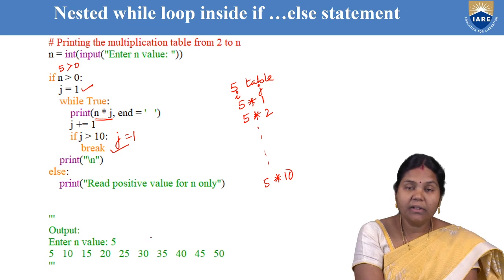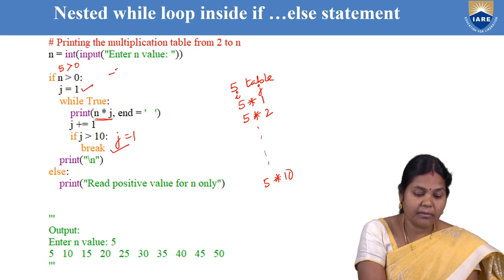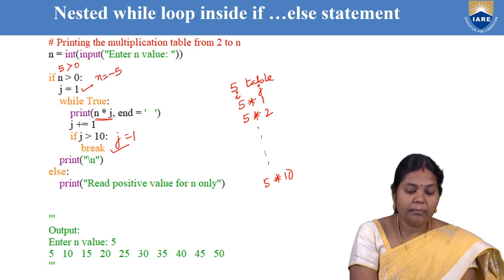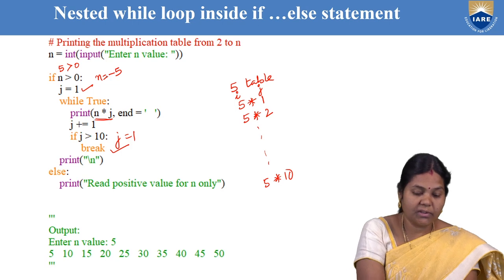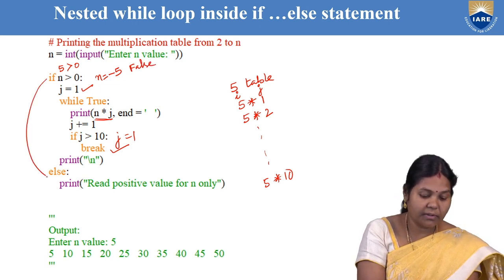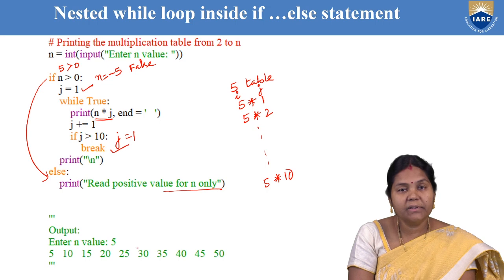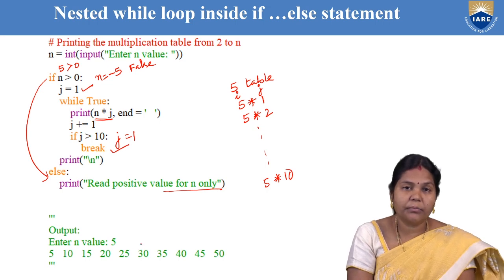So if you take a negative value, suppose I am taking -5 for n, then is -5 greater than 0? No, it is false. So directly it will jump to the else part. It will come to the else part and display this message: read positive values for n only. That means for negative values we cannot compute the table. So just a message is displayed.